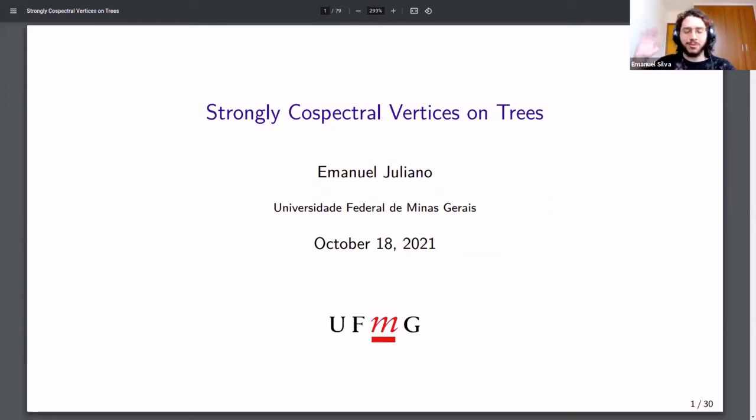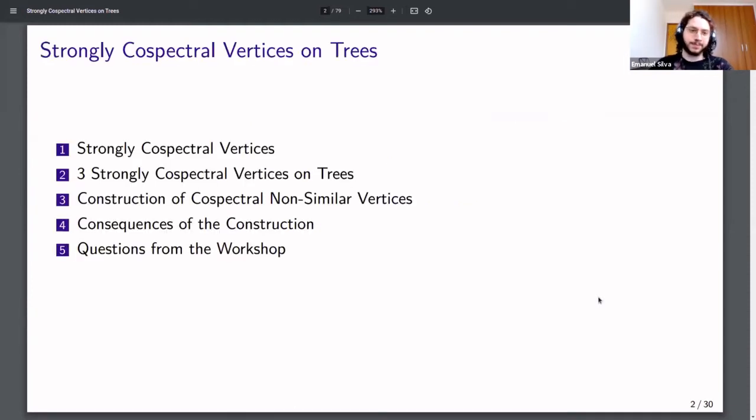Hi everyone, my name is Emanuel, and today I'm going to talk about strongly cospectral vertices on trees. So today I will start talking about strongly cospectral vertices, remember the definitions, and talk about some related theorems. Then I'm going to talk about the main problem, that is, if there exists a tree containing three strongly cospectral vertices. Then I'm going to talk about my constructions to try to solve this problem.